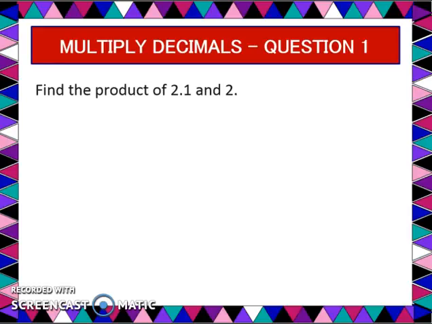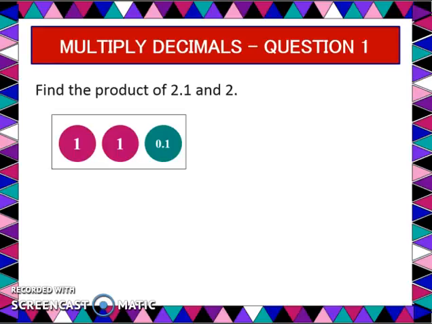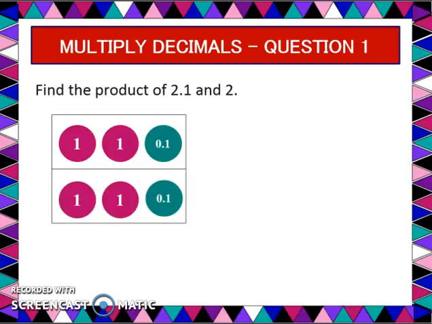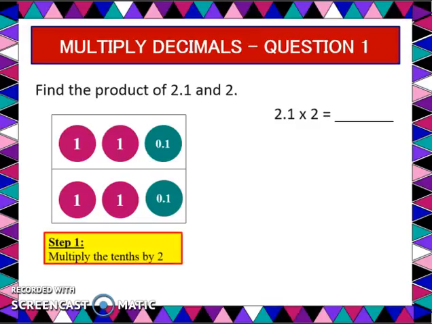Now here's our first one and the next one. And from here, we can see that each sack of rice weighs 2.1 kg. Let us start to multiply them. Step 1. Let's multiply the tenth by 2. Here's our algorithm. 1/10 times 2 equals 2/10.